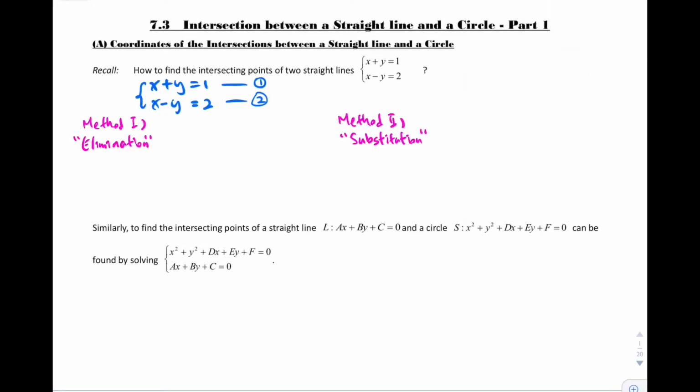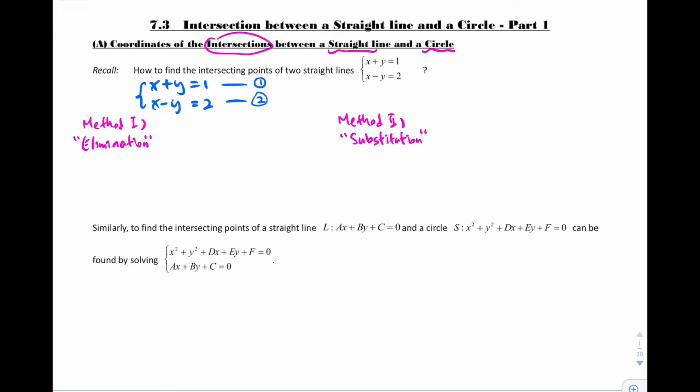Form 5 Mathematics, Chapter 7, Section 7.3, Part 1. Section A. In this section, we will learn how to find the coordinates of the intersections between a straight line and a circle. Let's recall what we have learned in junior form.